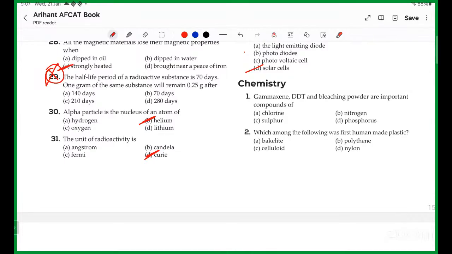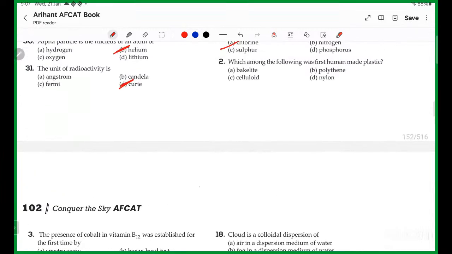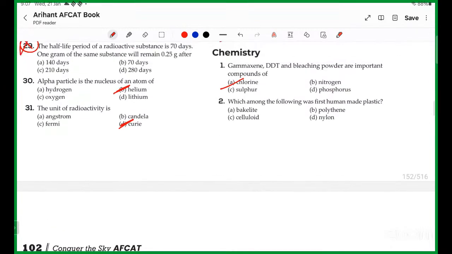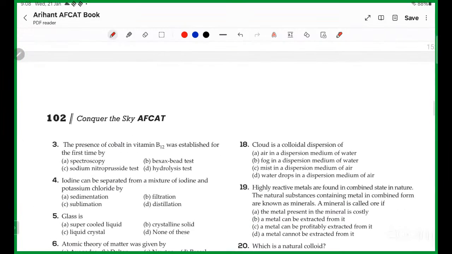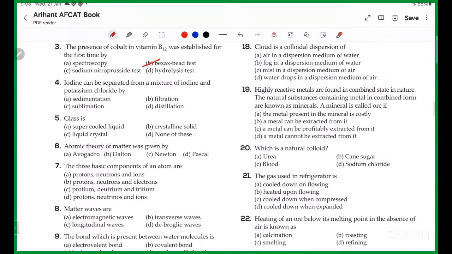Gamma DDT and bleaching powder are important compounds of chlorine. Which of the following was the first human-made plastic? It was celluloid. The presence of cobalt in vitamin B12 was established for the first time by Borax bead test. Iodine can be separated from a mixture by sublimation.